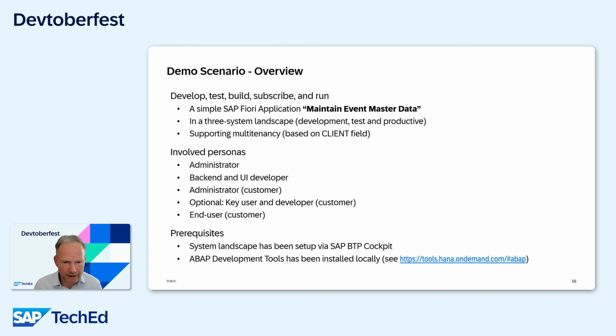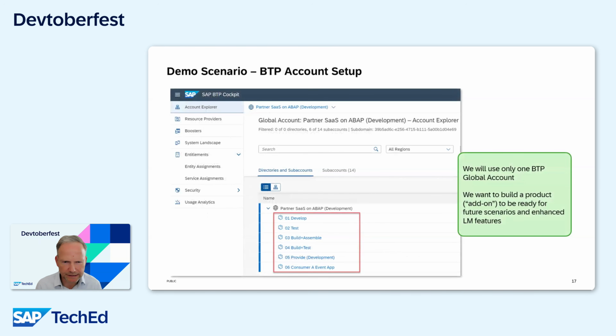Our prerequisites are that we have a running system set up in the BTP cockpit, so everything was installed, and we have also the ABAP development tools locally installed on my local laptop. All right, so the account setup, and I will show this also live in a couple of seconds. We have an account set up in our BTP global account, and we access the global account via the BTP cockpit.